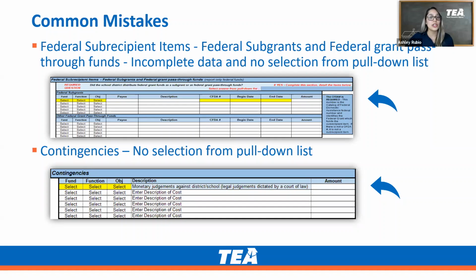The next section is contingencies. An area to focus on is to ensure a selection is made from all the pull-down lists. You will select the fund, function, and object code from the pull-down list and enter all expenditures for any contingencies the district has within its total governmental expenditures.